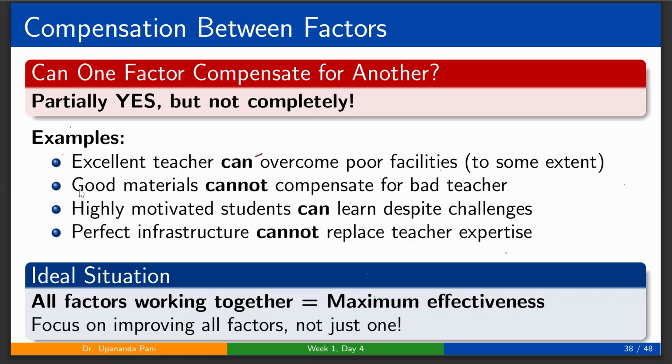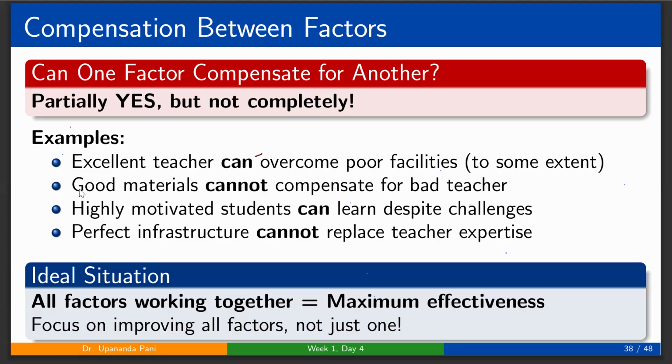Suppose one facility or one factor is not there, it can be compensated, but not completely. How? An excellent teacher can overcome poor facility to some extent. If I am a very good teacher, even if the physical infrastructure is not in place, I can still make it work. Good materials cannot compensate for a bad teacher. Suppose you are having good materials, but the teacher is bad. Then nothing can happen. Highly motivated students can learn despite challenges. This is a proven fact.